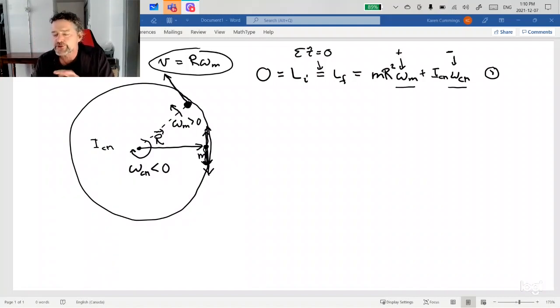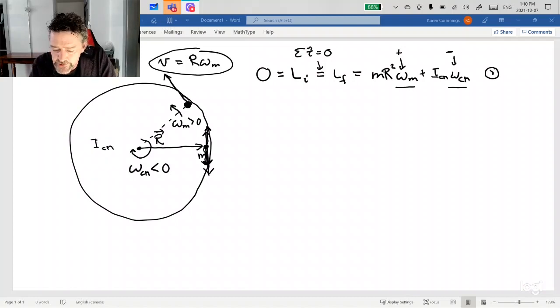So we don't know what those two unknowns are. We need one more equation here. And that equation comes about because we haven't yet said how fast this person is walking. Because if the person is walking really fast counterclockwise, then the disk will be rotating really fast clockwise. If he's walking slowly, then omega m and omega cm depend upon how fast the person's walking.